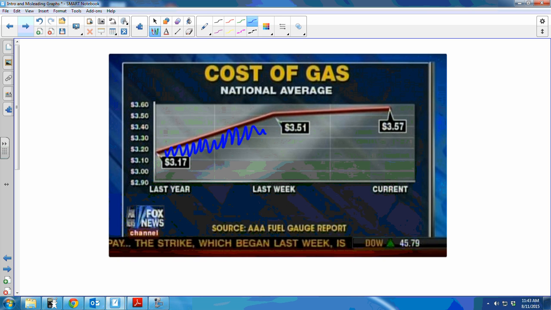So do not just trust 3 data points. That doesn't make any sense. But again, it was on the news.